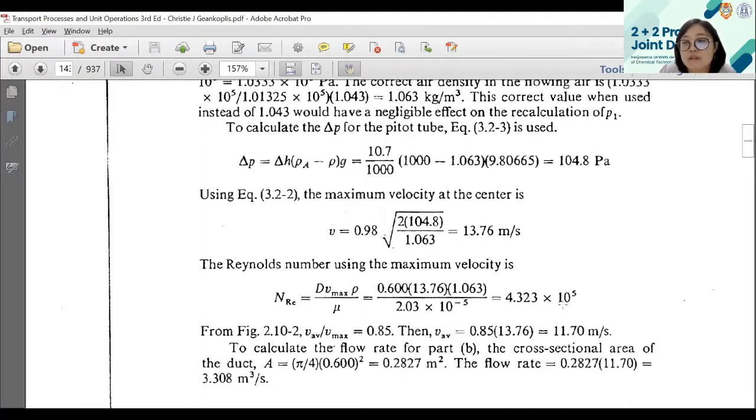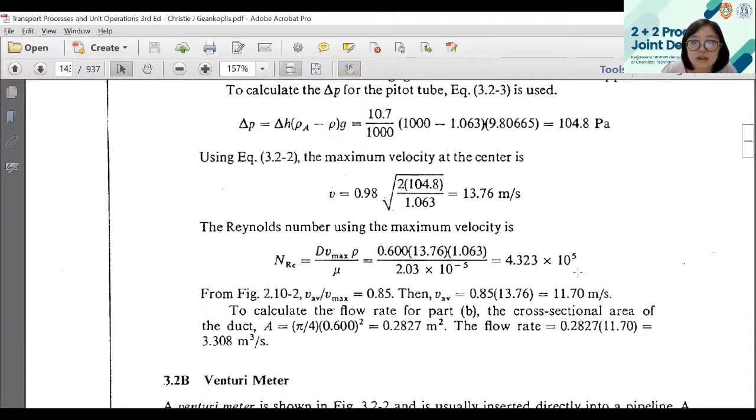By using the figure of 2.102, I can find that the V average over V max in this Reynolds number is 0.85. Since I know V max and I know the ratio between V average to V max, then I can find the V average, which is 11.7.